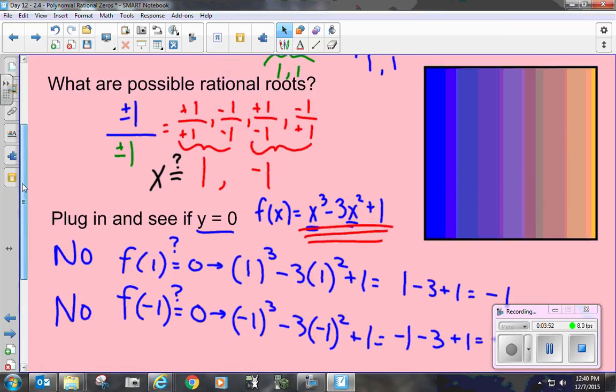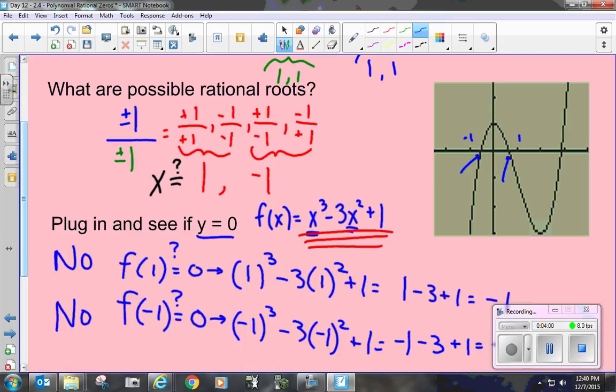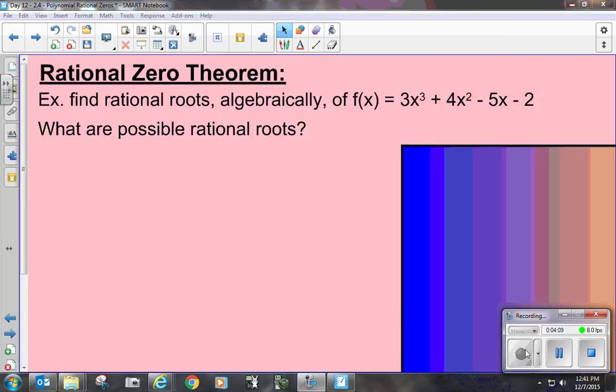And if I look at the graph, well, here's where negative 1 is. Here's where positive 1 is. These are not rational roots right here. It does have the 3 roots, but they are not rational. All right? So our theorem holds true. All right, here's another example.